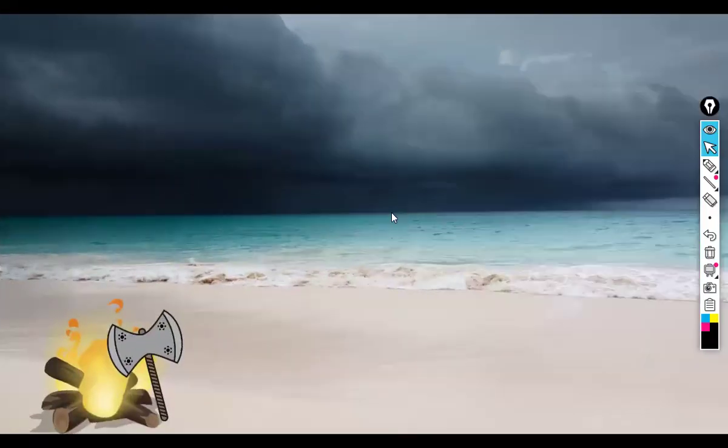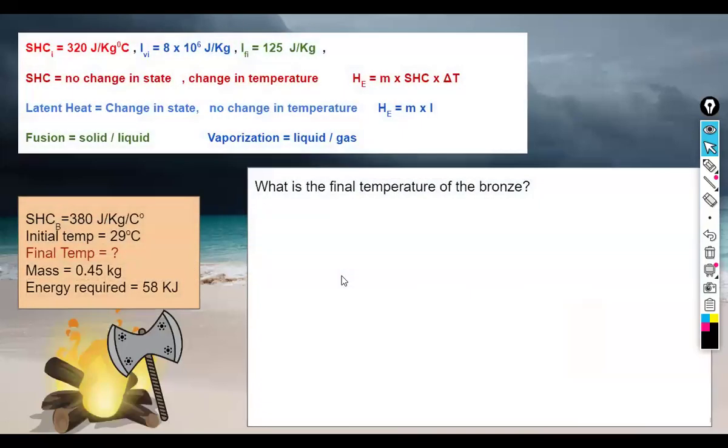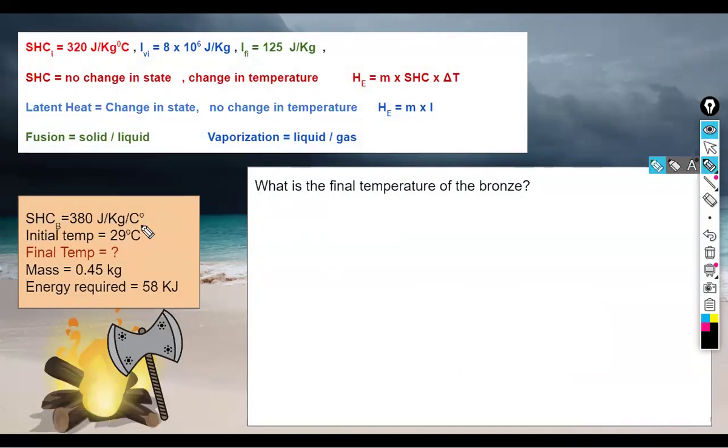So here we have a slightly different question. We have an axe this time. So we're going to heat up an axe. Read the question. The axe is made of brass. All the information is given over here in this little square bubble, and of course, I have the formulas in the white rectangle above. Just give it a try. It doesn't matter if you get it wrong. But there's a ton of tricks in this question. Good luck.